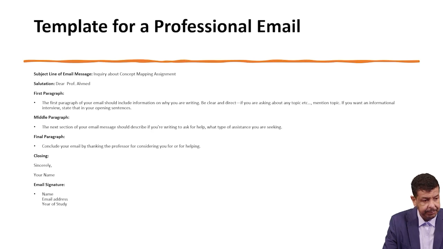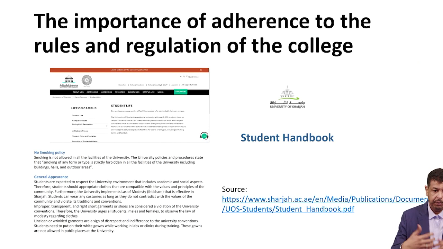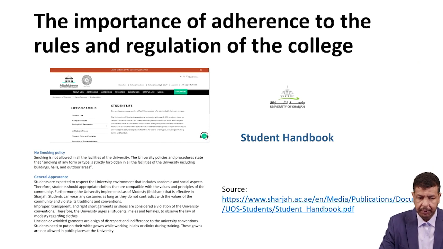Part of professionalism is to adhere to the self-regulation of your university and college. This is very important for medical students and dental students: to ensure that you adhere to the student handbook. This is an example of the handbook of one of the medical schools that you should revise, the code of conduct, including what you should do and what you should avoid, and so on.